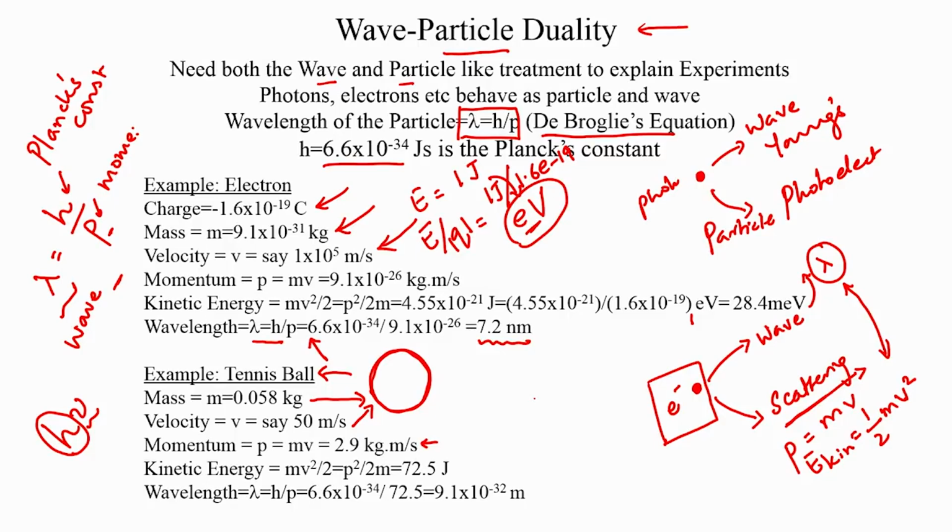And what is the wavelength? The wavelength is h by p, and since the momentum is very large, the wavelength is extremely small, it is 9.1 into 10 power minus 32 meters. So, you can compare the wavelength of a large particle or a heavy particle with the wavelength of a very tiny particle or a light particle, and you see that the difference is quite immense. So, this is an example just to illustrate what mass does to the wavelength, or what momentum does to the wavelength of an object.